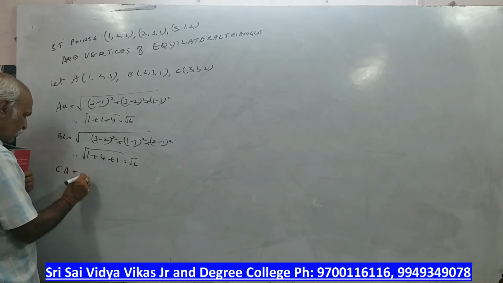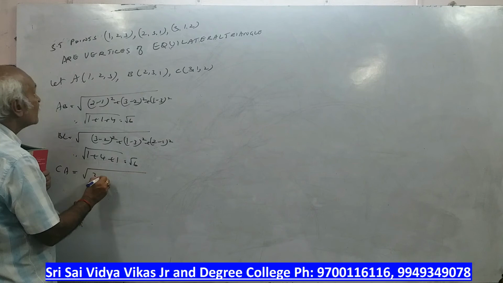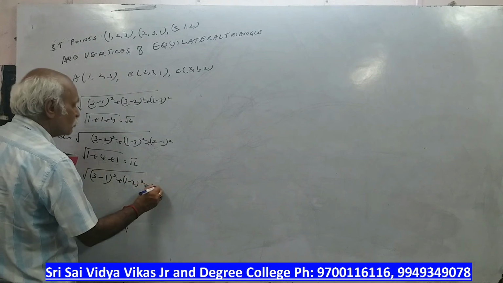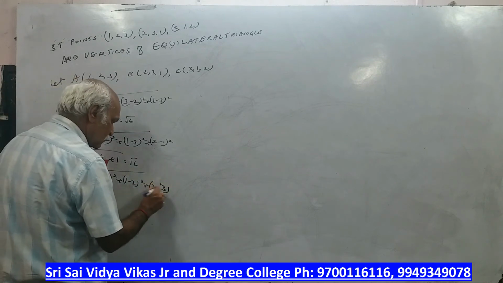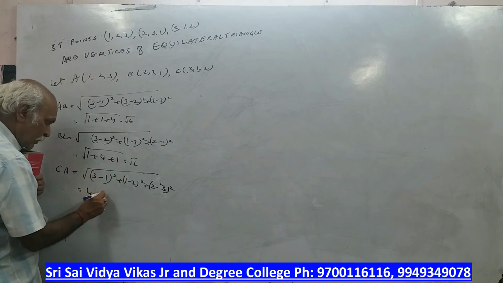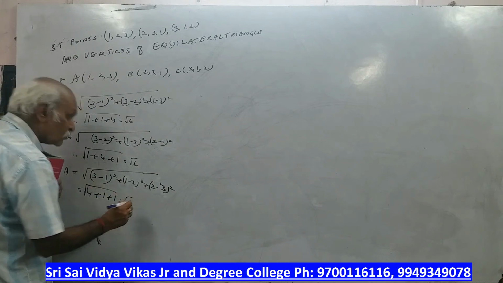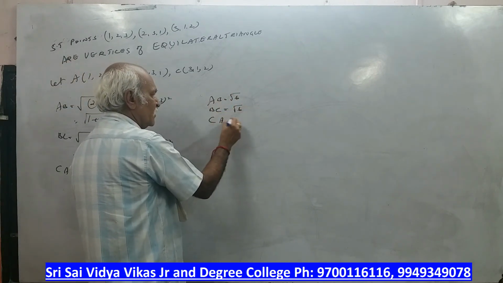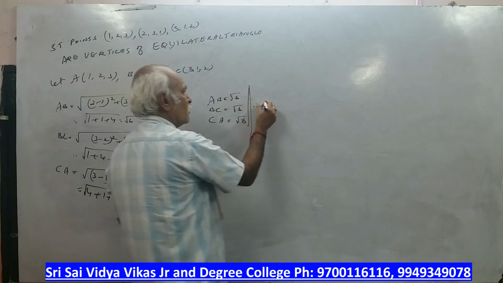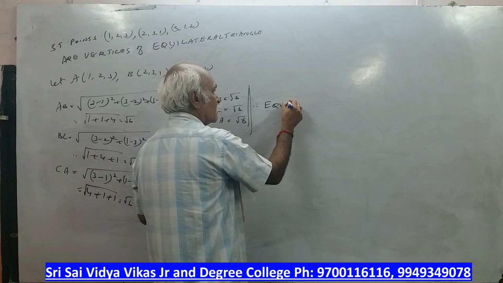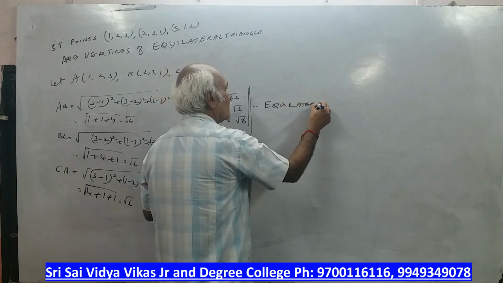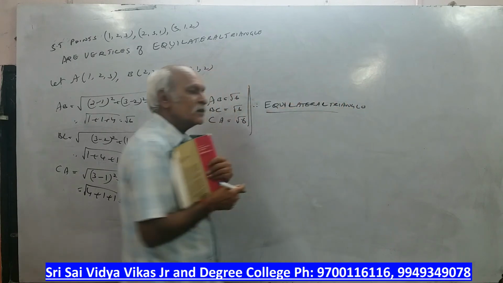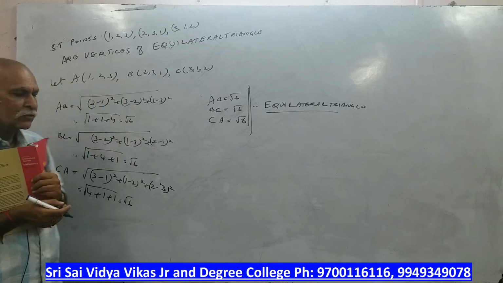Then CA is equal to (3 minus 1) whole squared plus (1 minus 2) whole squared plus (2 minus 3) whole squared. So again 4 plus 1 plus 1. How much do we get? Root 6. So AB is root 6, BC is root 6, CA is also root 6. All three sides are equal. Therefore, it is an equilateral triangle. Okay, so all the sides are equal. Please note this.